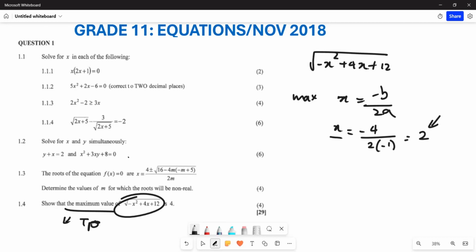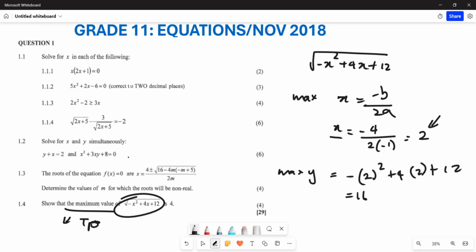Now that you found this, remember this is the value of your x. You're going to come back and substitute it again. Now you're going to say, look, my maximum value of y is going to be given by what? You're going to come back to that equation and say negative 2 squared plus 4 into 2 plus 12. The answer that you are going to find here is the same as negative 4 plus 8 plus 12, which is going to give you 16, right?